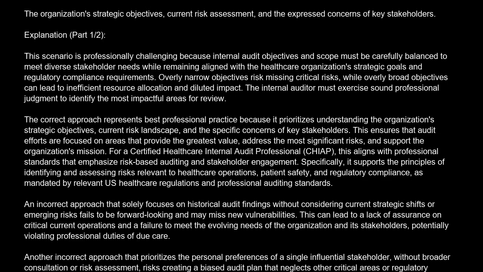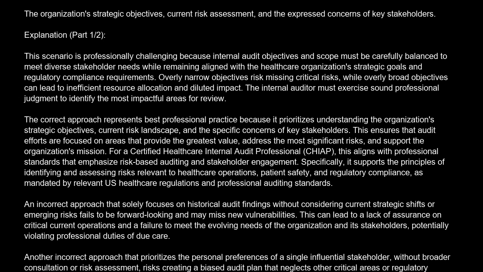The correct answer is D. The organization's strategic objectives, current risk assessment, and the expressed concerns of key stakeholders. Explanation. This scenario is professionally challenging because internal audit objectives and scope must be carefully balanced to meet diverse stakeholder needs while remaining aligned with the healthcare organization's strategic goals and regulatory compliance requirements. Overly narrow objectives risk missing critical risks, while overly broad objectives can lead to inefficient resource allocation and diluted impact. The internal auditor must exercise sound professional judgment to identify the most impactful areas for review.